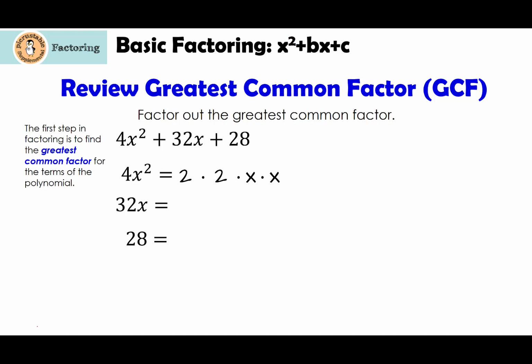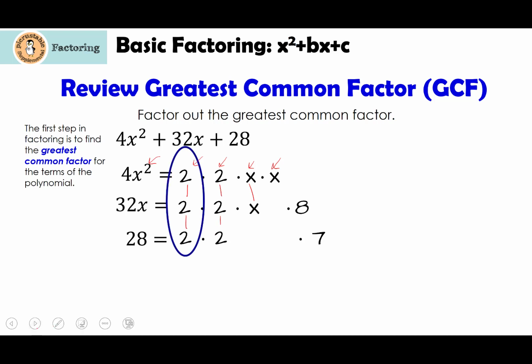So what's a factor again? Well, remember, a factor is what we're multiplying together to get our term. So 2 times 2 times x times x is 4x squared. 2 times 2 times x times 8 is 32x. I'm lining up my common factors here. And then 28 is 2 times 2 times 7. And once again, I've lined up my common factors.